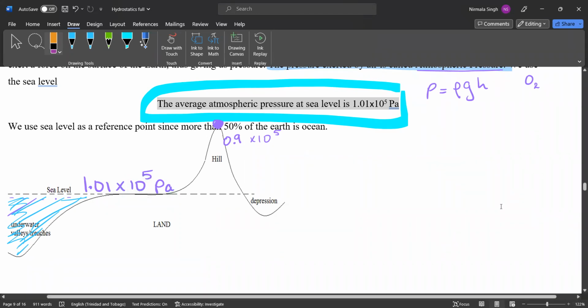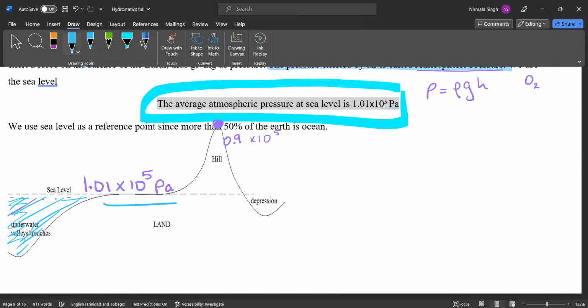So let's take back what we meant. At sea level, our pressure is 1.01 by 10 to the 5. If we go up, our air pressure is going to decrease. If we go deep below sea level on land, our pressure is going to increase. And when we're underwater, we have the pressure of two things acting on us, the air pressure and the water pressure. But because the water pressure is so huge, we just look at water pressure.